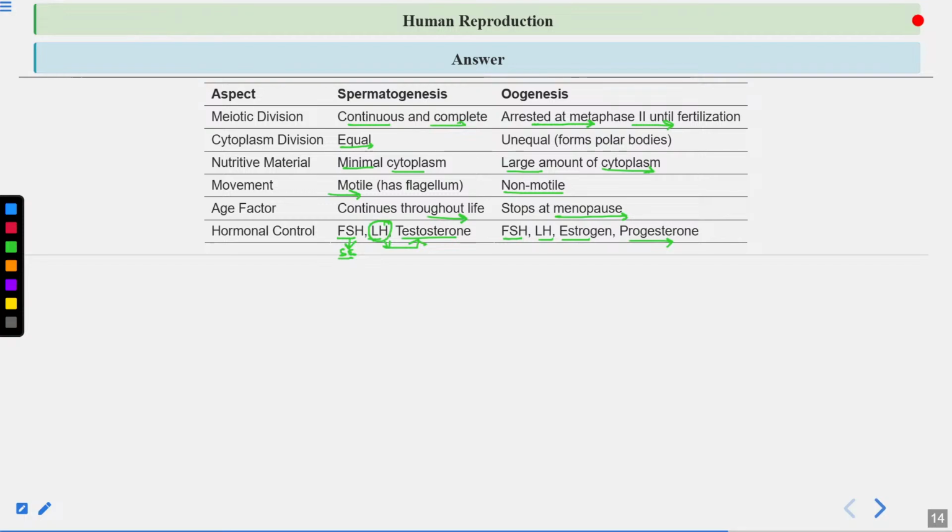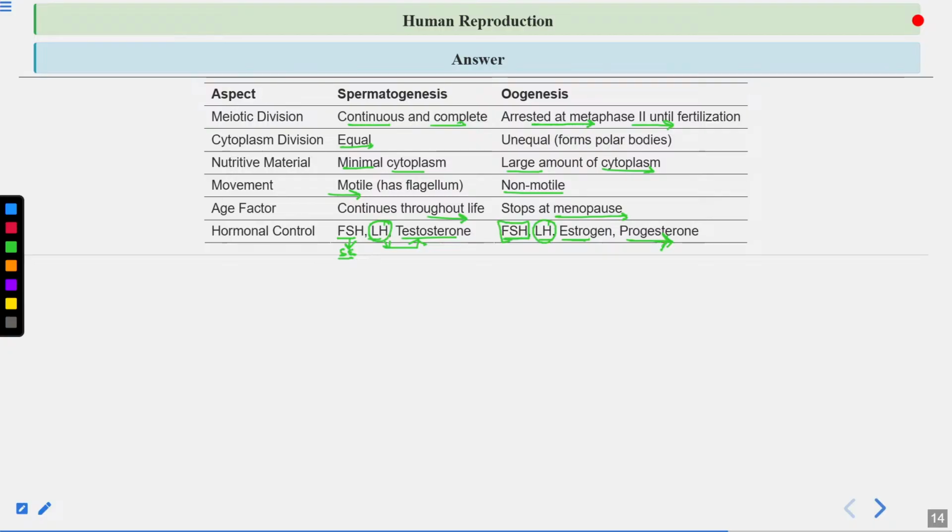Then oogenesis, follicle stimulating hormone helps in the development of the follicles. Luteinizing hormone helps in the rupture of the Graafian follicle. Then estrogen and progesterone, these are also very important. Estrogen and progesterone play a very important role during the menstrual cycle.